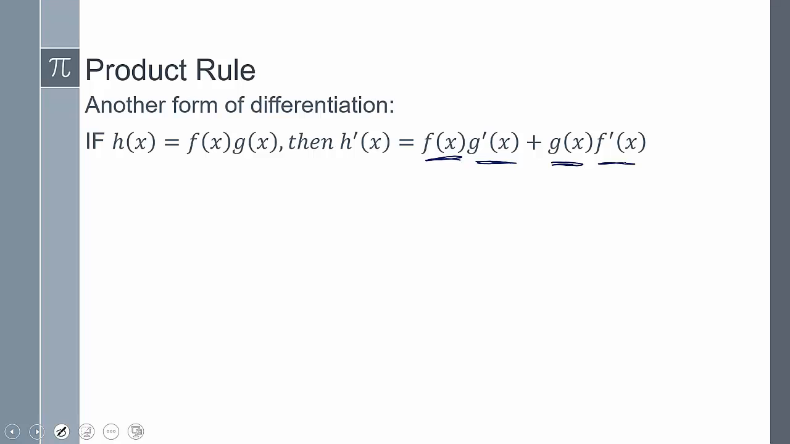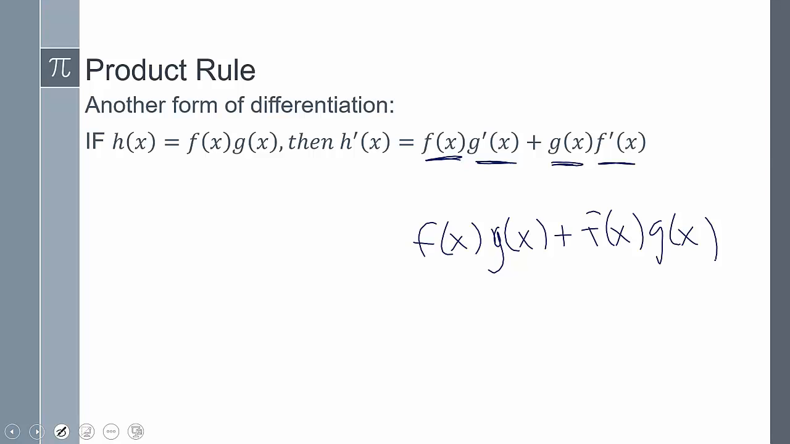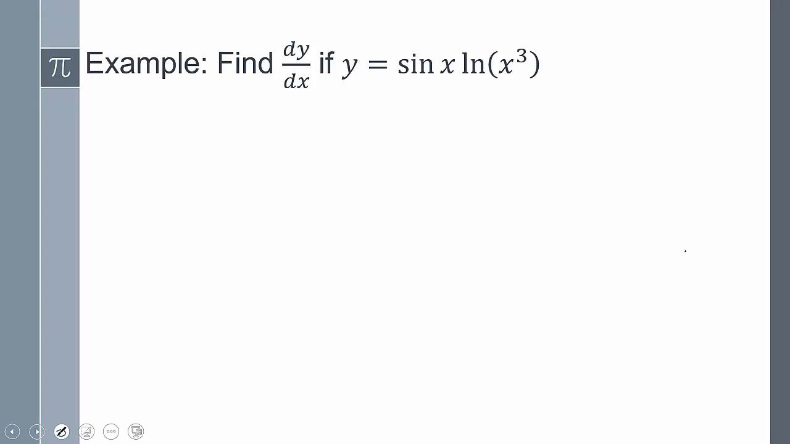Now the way that I memorize it is just imagine you draw both functions twice and you're adding them together. f of x times g of x plus f of x times g of x. You take the derivative of the first, you take the derivative of the second one, and then whatever that is, you just end up adding it together, right? So the idea is that each one separately has its own derivative. So let's look at an example.